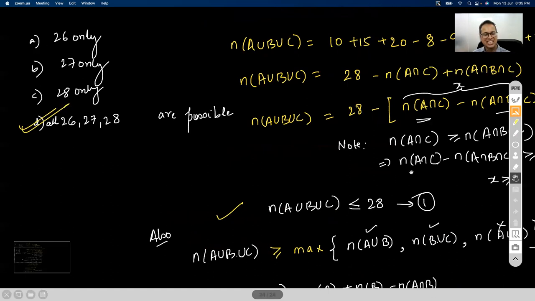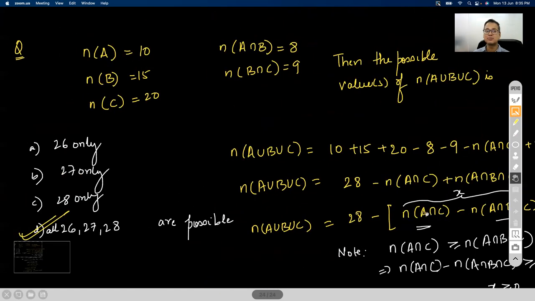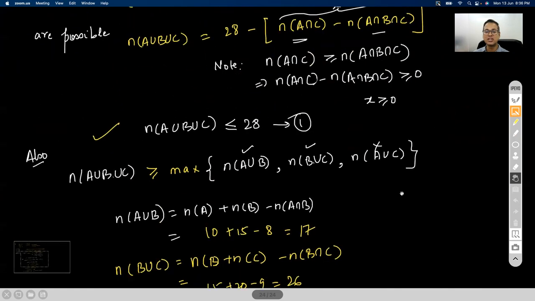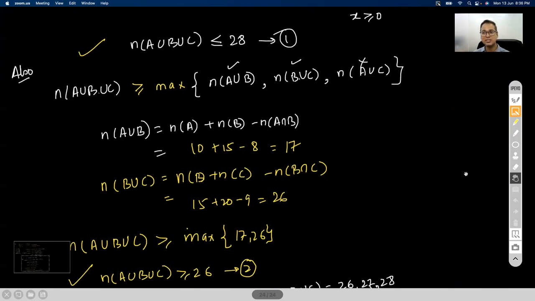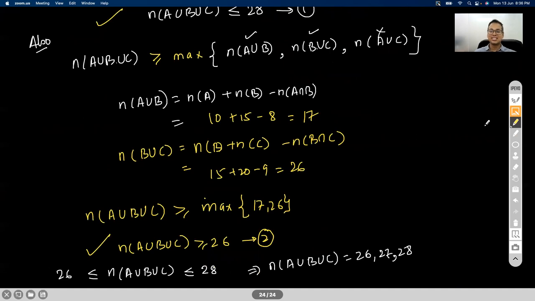Is it clear? Now, this question is not easy because many people will not be able to think of all these inequalities. So what is important is not only the equality theorems, but also the inequality theorems. Is it fine? Any questions?